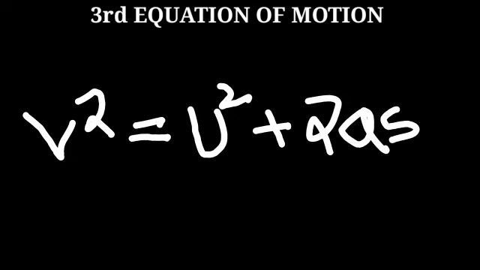Sometimes we might not know the time for which the motion occurred, but we might know the displacement. In that case, we can use our third equation of motion, which relates the final velocity v to the initial velocity u, the constant acceleration a, and the displacement s. We can derive this by taking our first equation, v equals u plus at, and solving for time. t equals delta v by a.